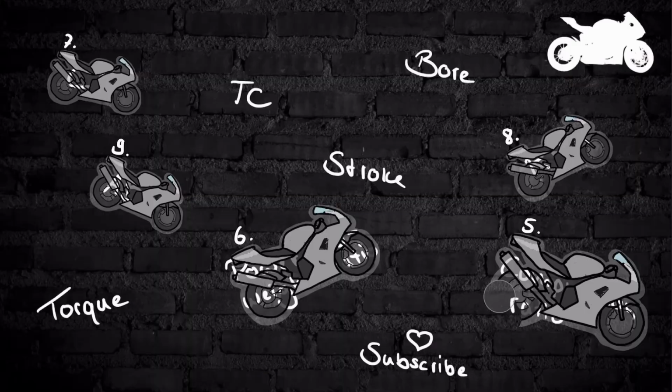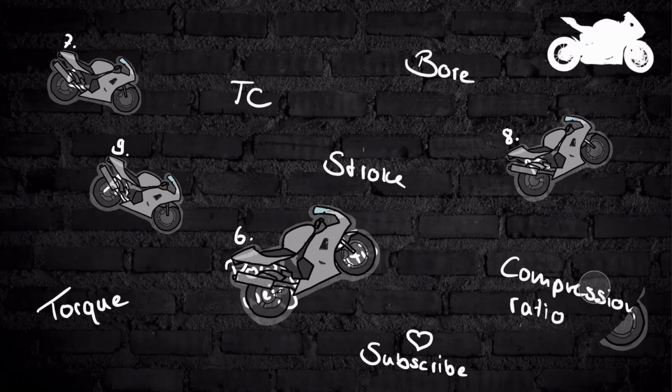Let's get to the compression ratio, which indicates how much the air-fuel mixture in the engine is compressed. It is the ratio between the cylinder and combustion chamber volume at their maximum values and their minimum values.